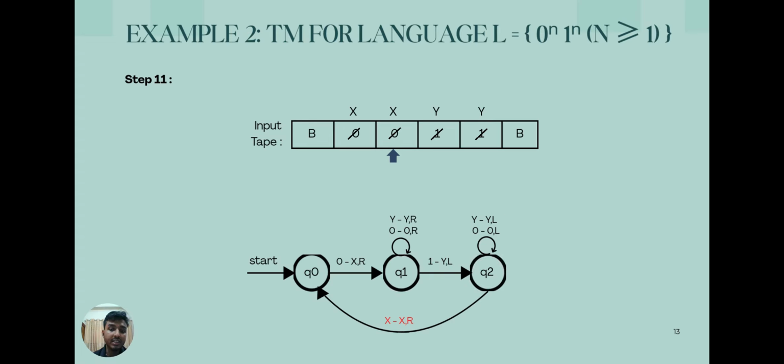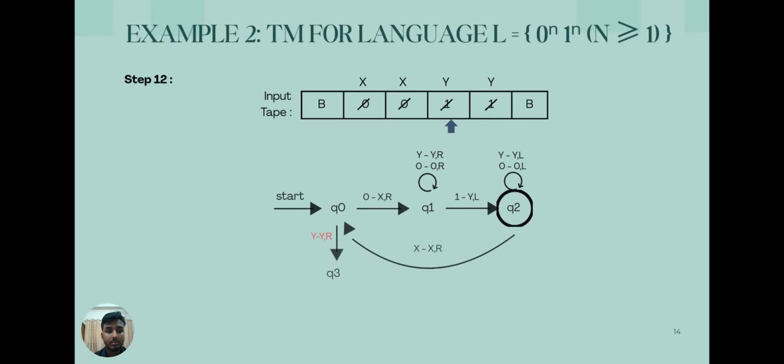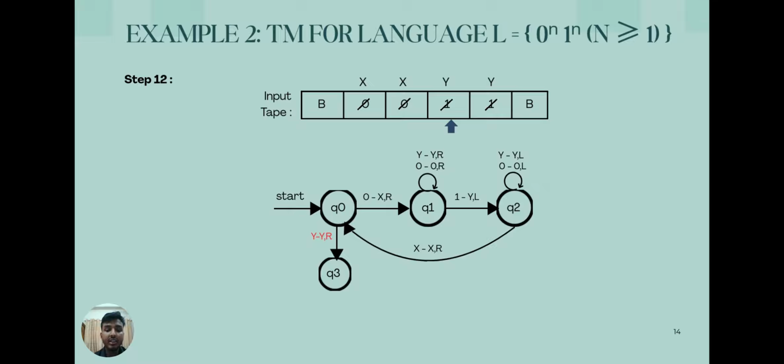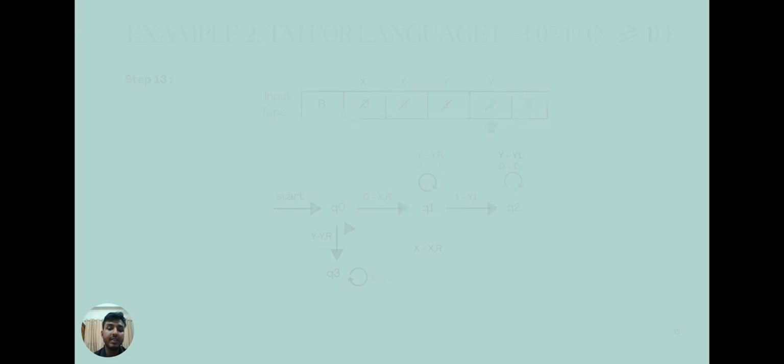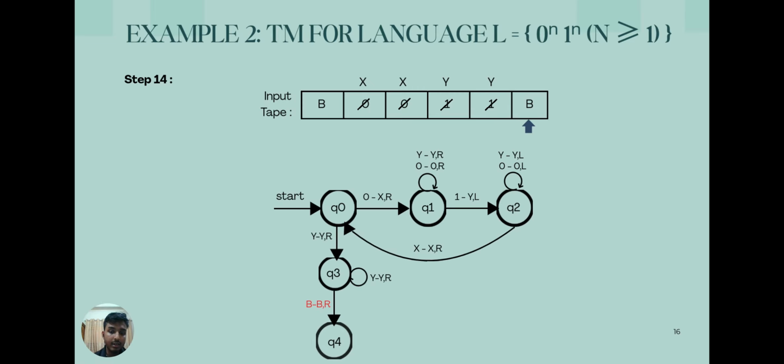Now the machine enters state Q3. State Q3 is used for a final scan to ensure only Y symbols remain. In state Q3, the machine moves right over Y symbols. If anything other than Y or blank appears, the input would be rejected. When the machine reaches the blank symbol B after all Ys, it's confirmed the input is valid. Now the machine enters state Q4. State Q4 is the accept state. This means the input string belongs to the language 0^n 1^n.